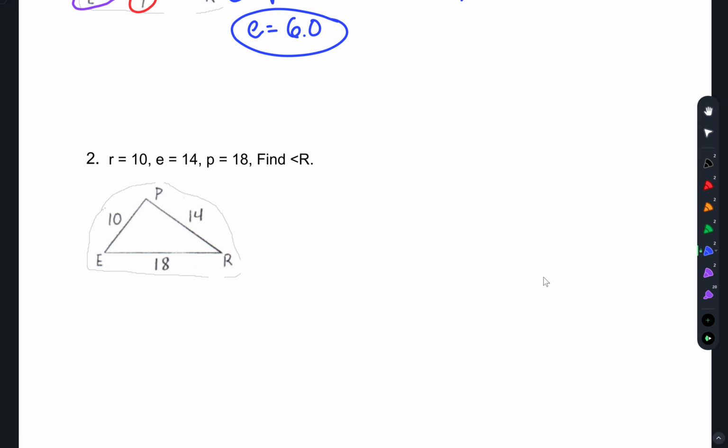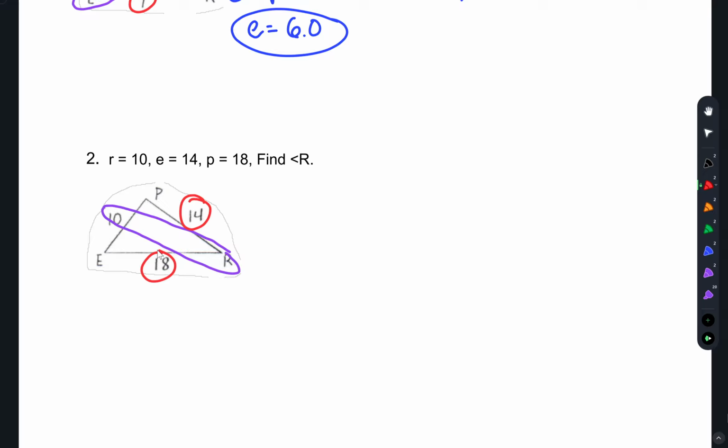Number 2. Now it says find angle R. If we see find an angle, immediately we should be thinking inverses. I'm going to need to use an inverse somewhere here. So let's pair up what we're trying to find. So R goes with 10, and then I have these 2 things off on the wings.